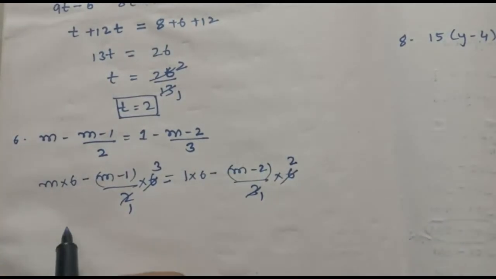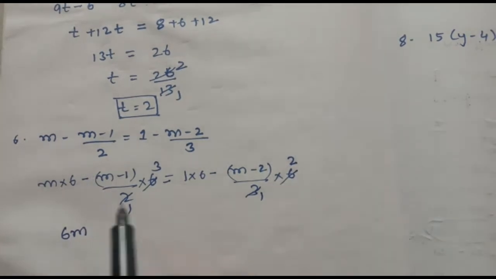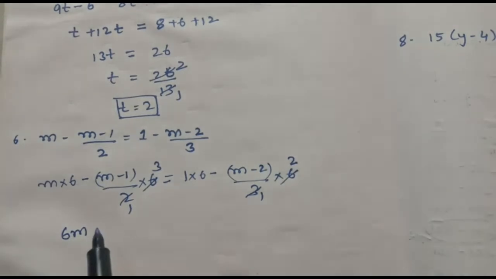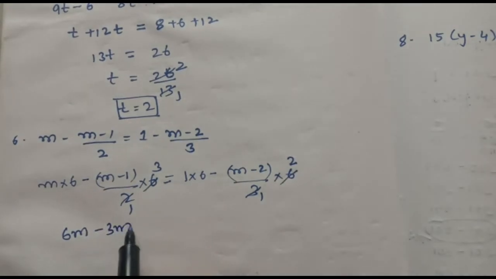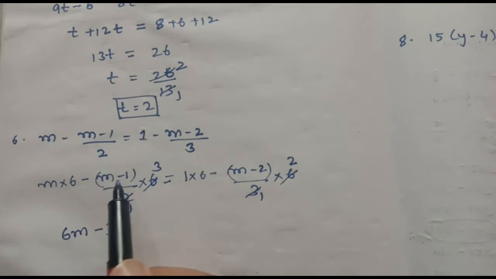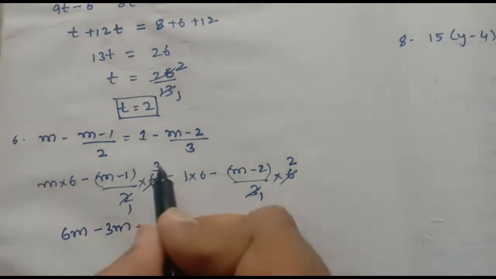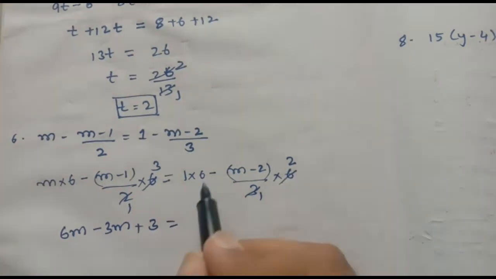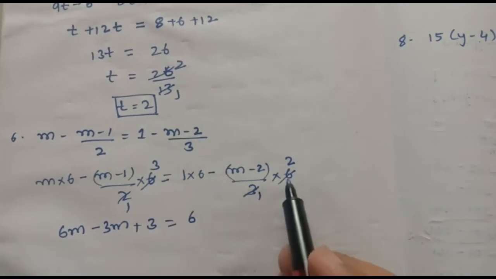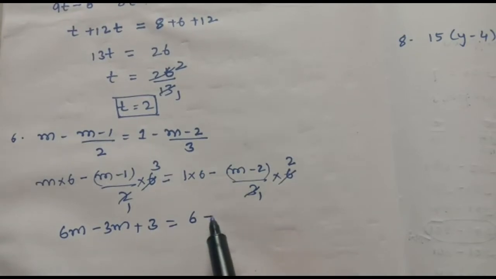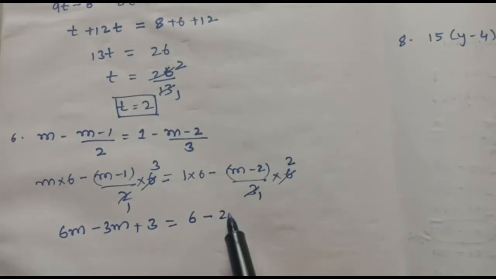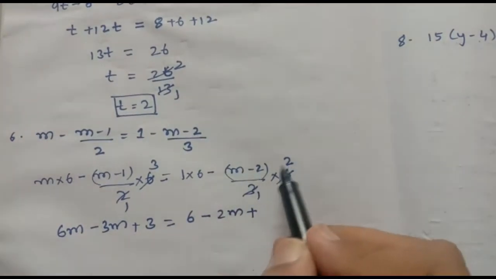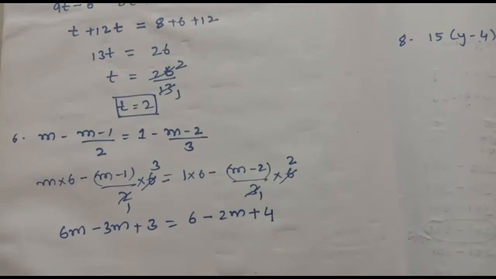Now m into 6 is 6m. 3 into m is 3m. Minus into plus is minus, so it will be minus 3m. Now minus into minus is plus. 3 ones are 3 is equal to 1 into 6 is 6. Minus into plus is minus. 2 into m is 2m. Minus into minus is plus. 2 into 2 is 4.